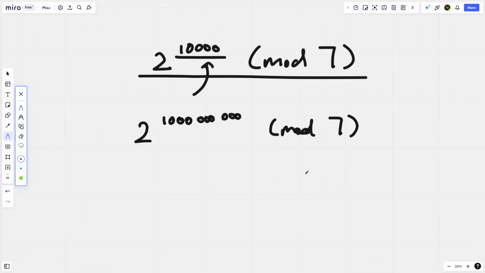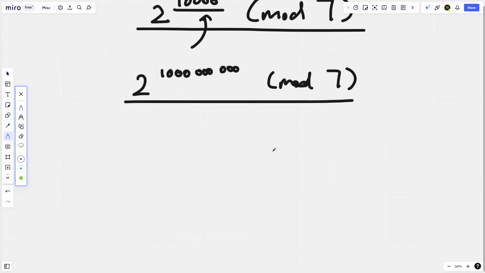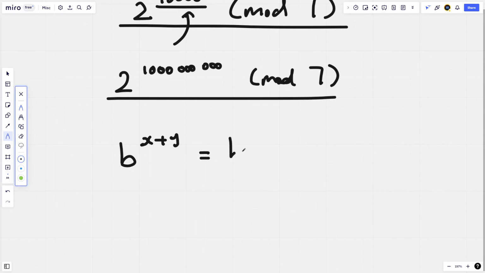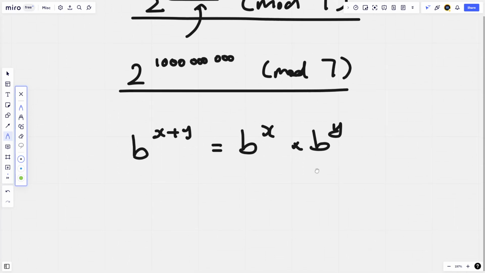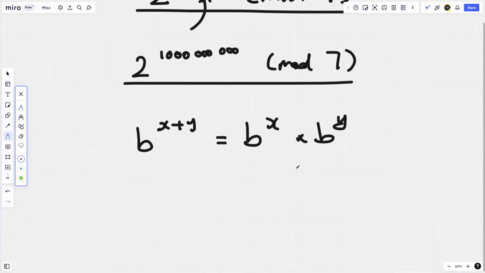That's where another property of arithmetic comes in. And this is general to all arithmetic. If you have some base b and take it to the power of x plus y, that is equal to b to the power of x times b to the power of y. Why this is important is if we want to take b to the power of 13, that's equal to b to the power of 8 times b to the power of 4 times b to the power of 1.